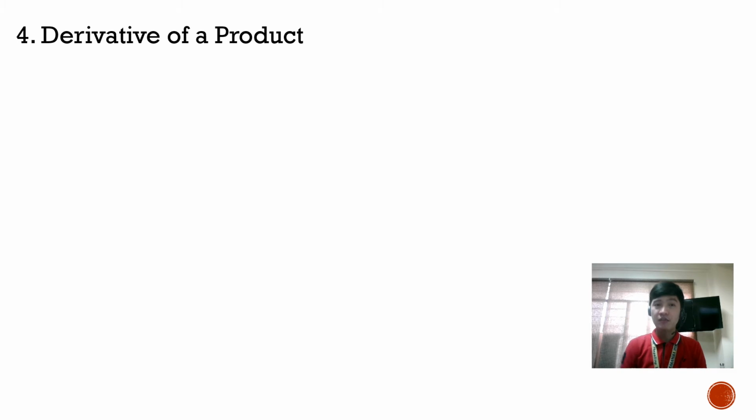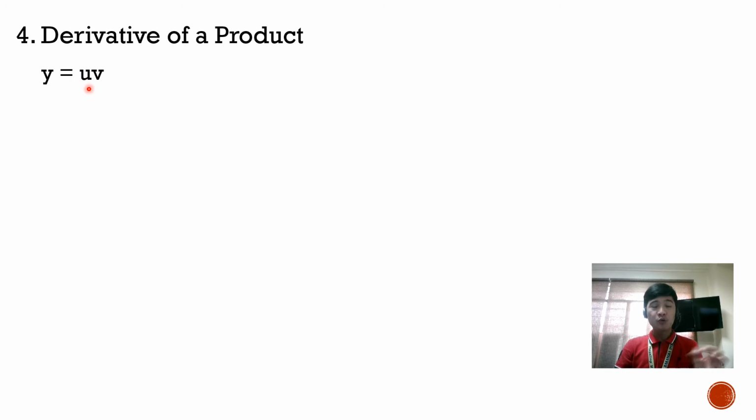Okay, so let's have the fourth formula. That is the derivative of a product. This number 4 is a bit more complex. Suppose I have two functions. I have a function y is equal to uv. This is the first function, this is the second function. The second term is multiplied. First term, second term. So y equals uv.